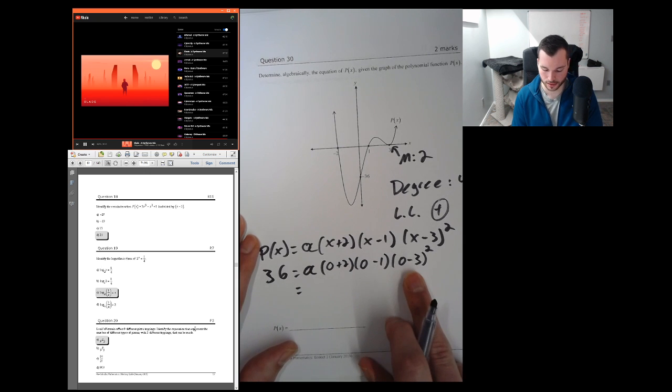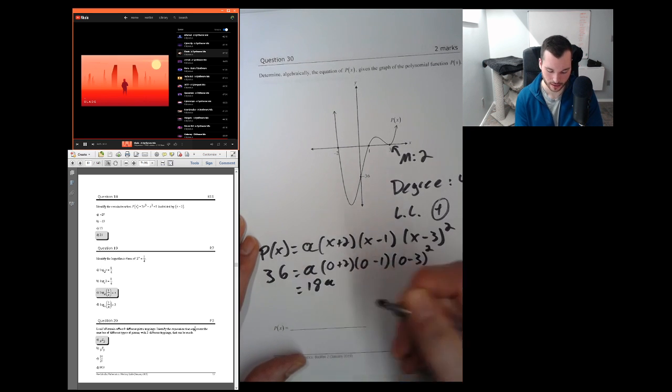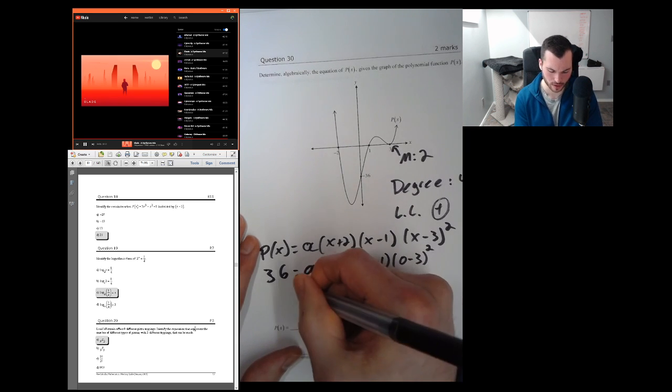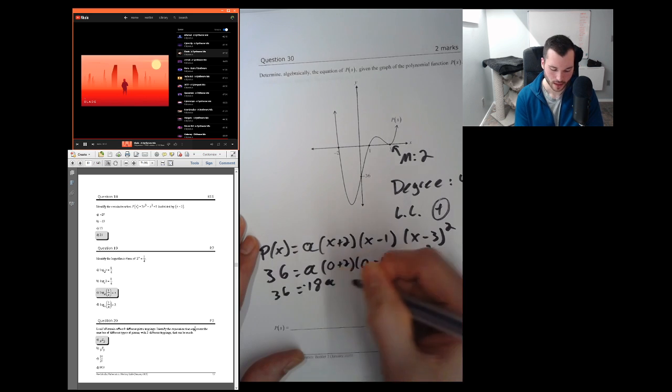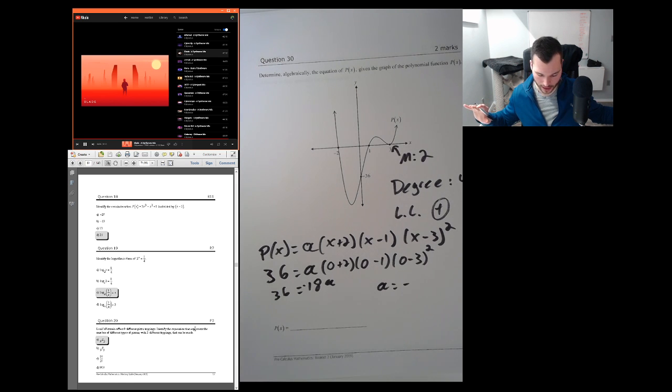2 times -1 times -3 squared. Oh God, what's -3 squared? That's like a 9? 18a. Should I put a negative in front of that? Yeah, I should put a negative in front of that. So that leads a to be equal to negative. Whoa, whoa, whoa. No. I said a leading coefficient has to be positive. What's wrong? Something's weird. I should have gotten that to be a positive number.